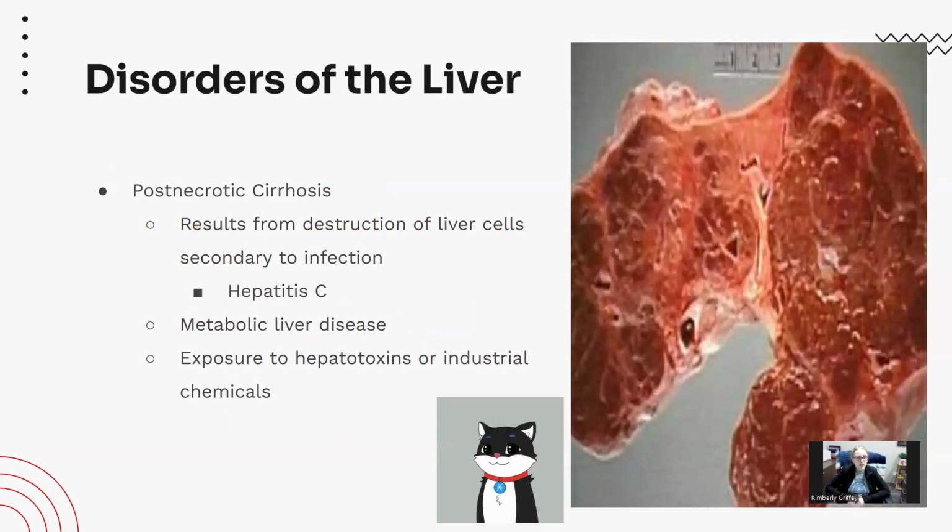Then you have post-necrotic cirrhosis. This results from the destruction of liver cells secondary to an infection, especially Hep C, but can also include Hep B and D. This is a metabolic liver disease. It's characterized by necrotic areas of liver cells and regeneration of tissue, which forms large bands of scar tissue. So with these, you can see these bandings in the different areas of scar tissue. This can be due to exposure to hepatotoxins or industrial chemicals.